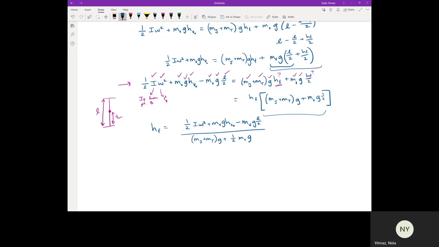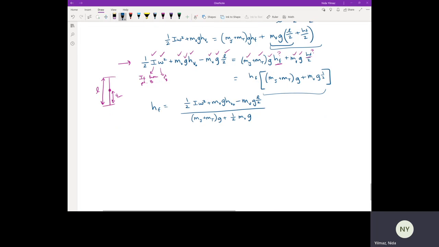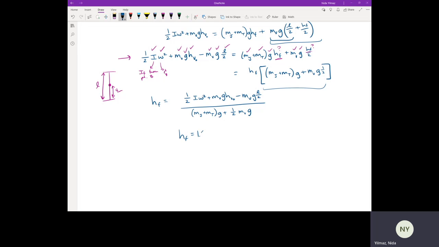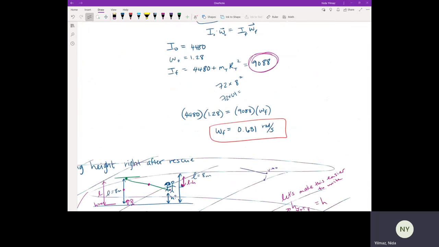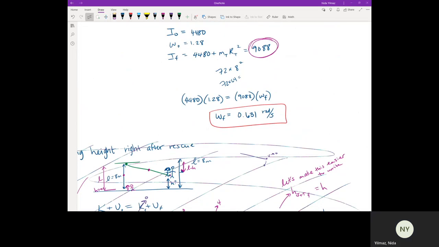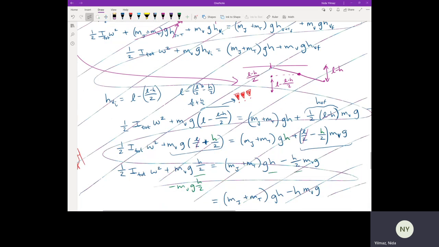So let me see. Oh, for once I have my calculator. All right. Let's plug numbers in. To double check to make sure I did this correctly, the answer should be HF equals 1.26 meters. So let me plug everything in. So the IF from last time was 9088, and then we need 0.631. Let me put this in. 88 and 0.631.